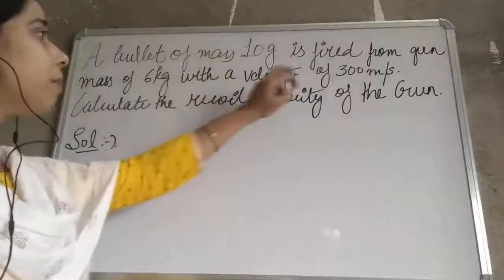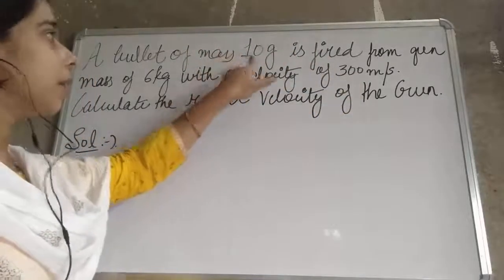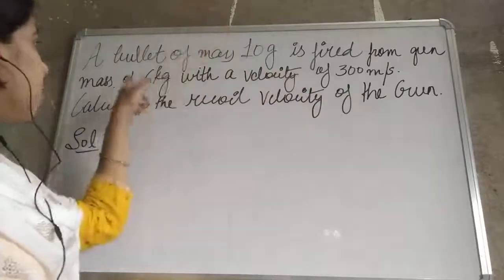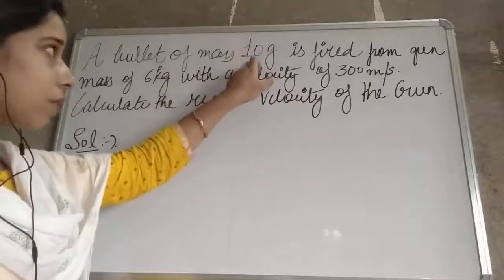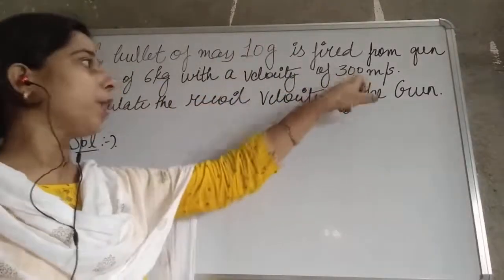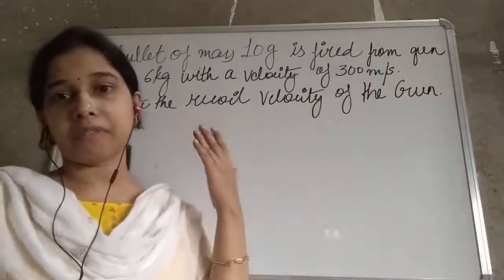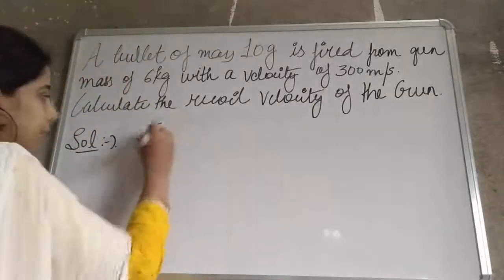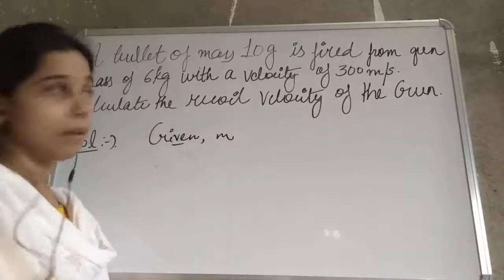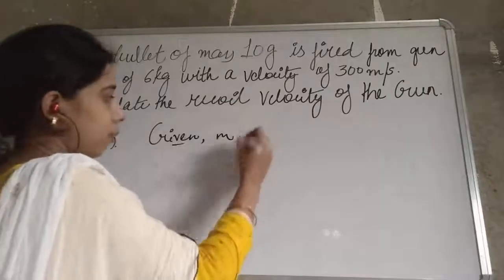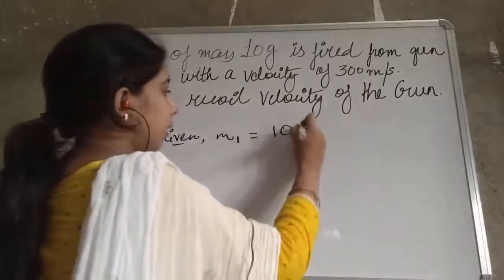So the velocity of the bullet is 300 meter per second, and the mass of the bullet is 10 gram. The mass of the gun is equal to 6 kg. Now what we have to find is the recoil velocity of the gun. So what is given here, students, is the mass of the gun and the mass of the bullet. If we take the mass of the bullet as m1, m1 is equal to 10 gram.